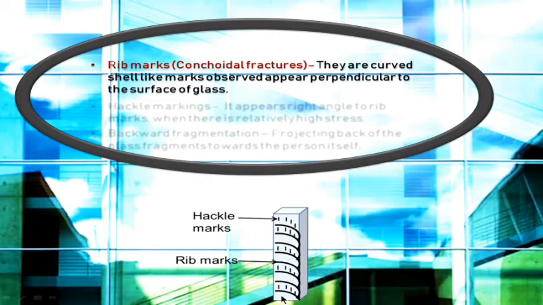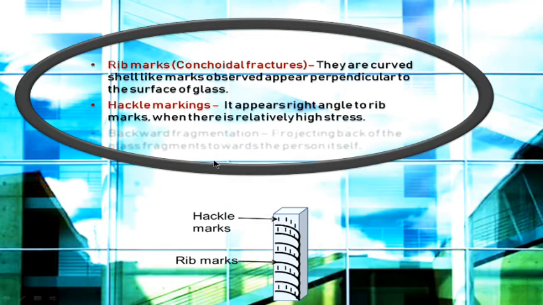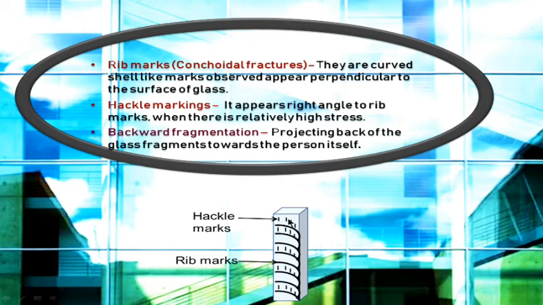Next, coming to the other fractures, like rib marks or conchoidal fractures. Remember these other names also. They are like curved shells, curved markings that appear at a right angle to the surface. These rib marks occur. Now the Hackle marks appear at a right angle to the rib marks. So these are Hackle marks, perpendicular to this. These marks happen because of high stress, this kind of markings happen.